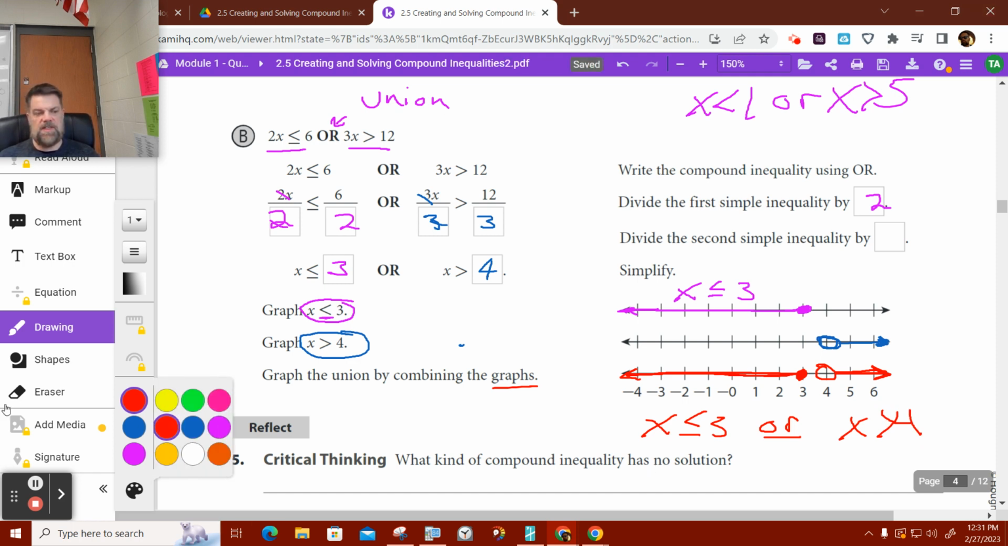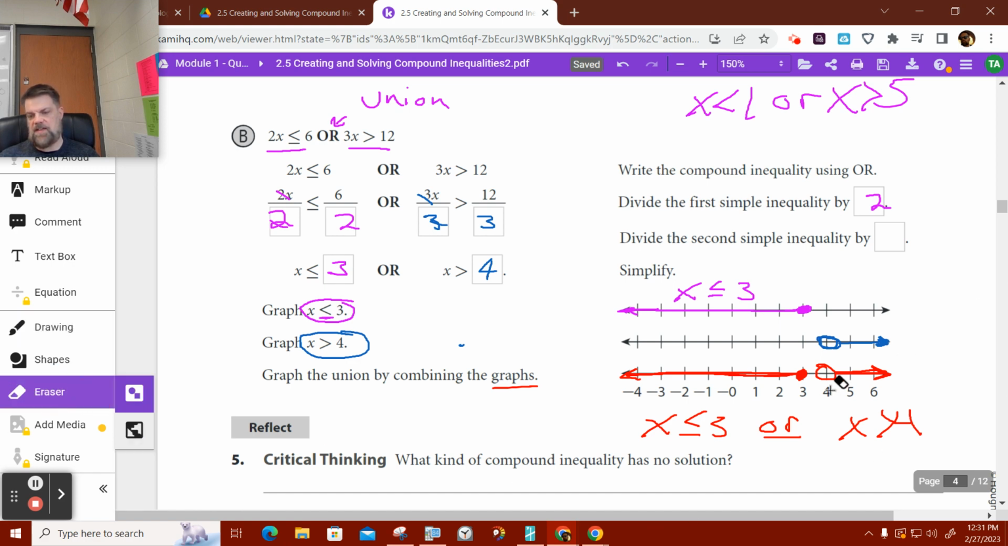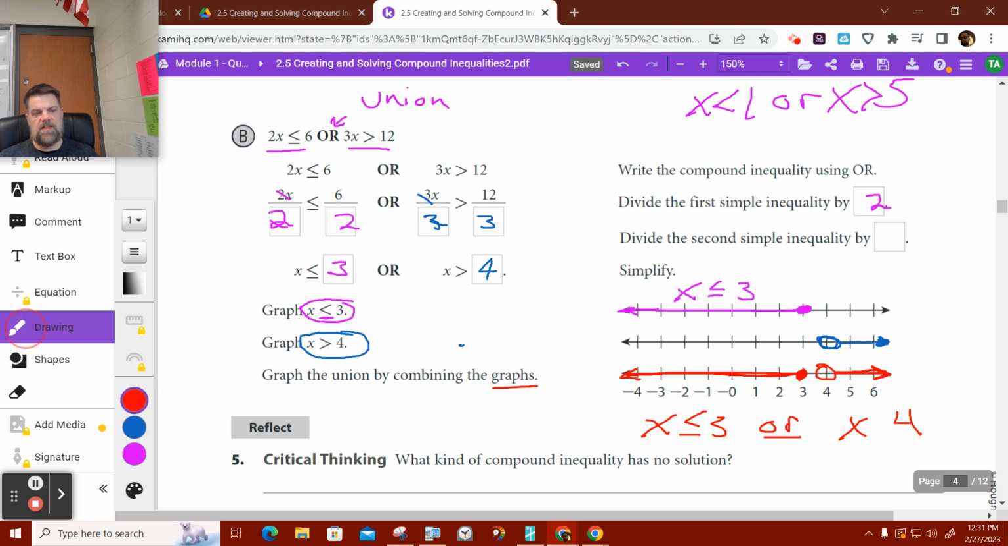That's supposed to be a 4. That's kind of tight in there. Let me see if I can fix that. It's so hard to write with this tablet. I wish I had a screen that I could write on. Maybe that's something I can think about in the future.